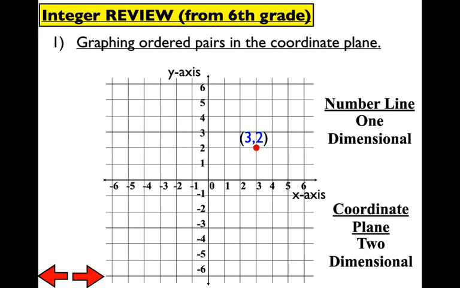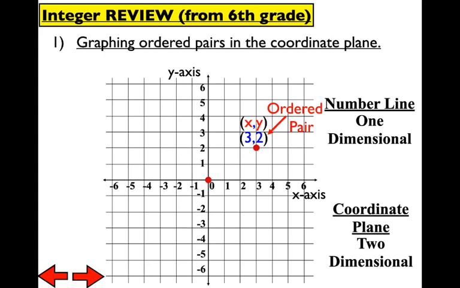Now, anytime we have an ordered pair, the first number always refers to the x number, or the number of units you went in the x direction, so left or right. The second number always refers to the y number, or the number of units that you went in the y direction, so up or down. So we went right 3 and 2 up to get to (3, 2). And once again, we refer to that as an ordered pair.